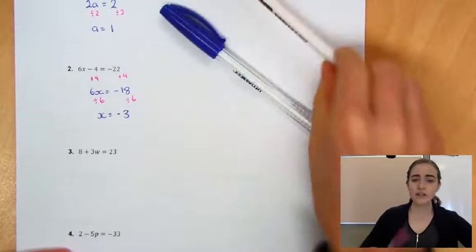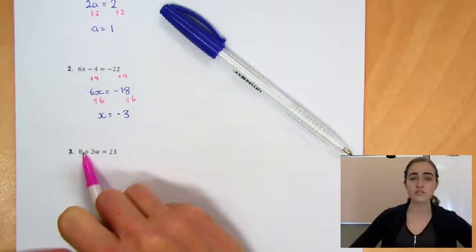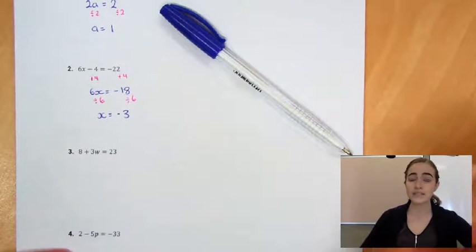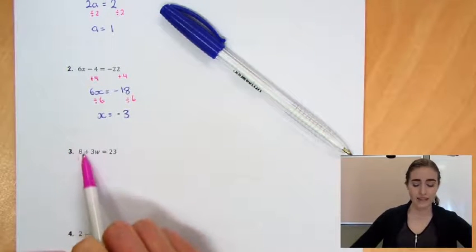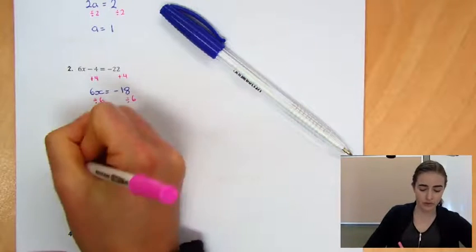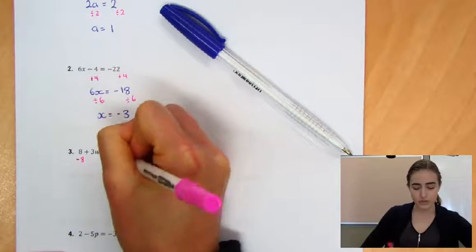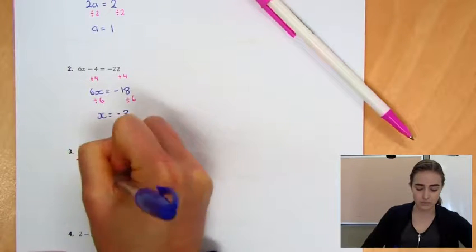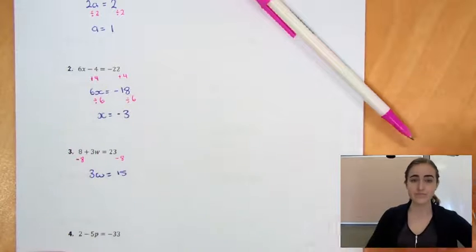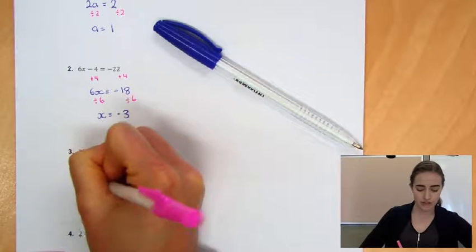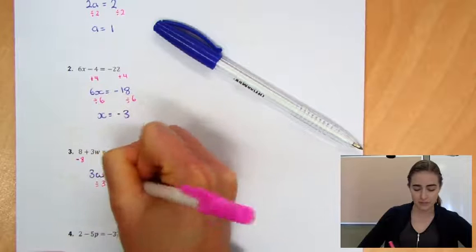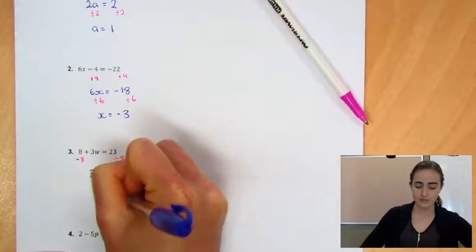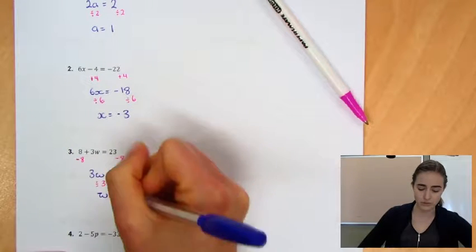All right, our third example. It looks a little bit different because we've got our constant number here and we've got our variable over this side, but it still works exactly the same way. This 8 is a positive 8, so to get rid of it, we're going to subtract 8. We have to do the same thing to the other side as well, which will leave us with 3w equals 15. Then to get rid of that 3, we're going to divide both sides of the equation by 3. So that will leave us with w equals 3. No, it won't. It'll leave us with w equals 5.